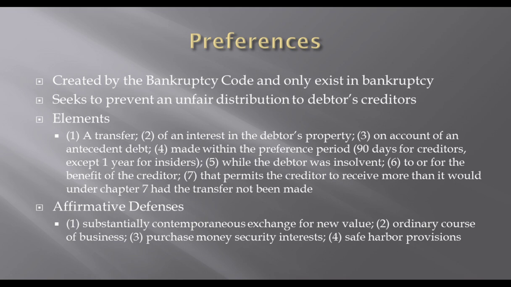So if the debtor in possession or trustee can satisfy those elements, then the money will come back into the estate for distribution to the creditor body as a whole. There are certain affirmative defenses. One of those is called the new value or substantially contemporaneous exchange.